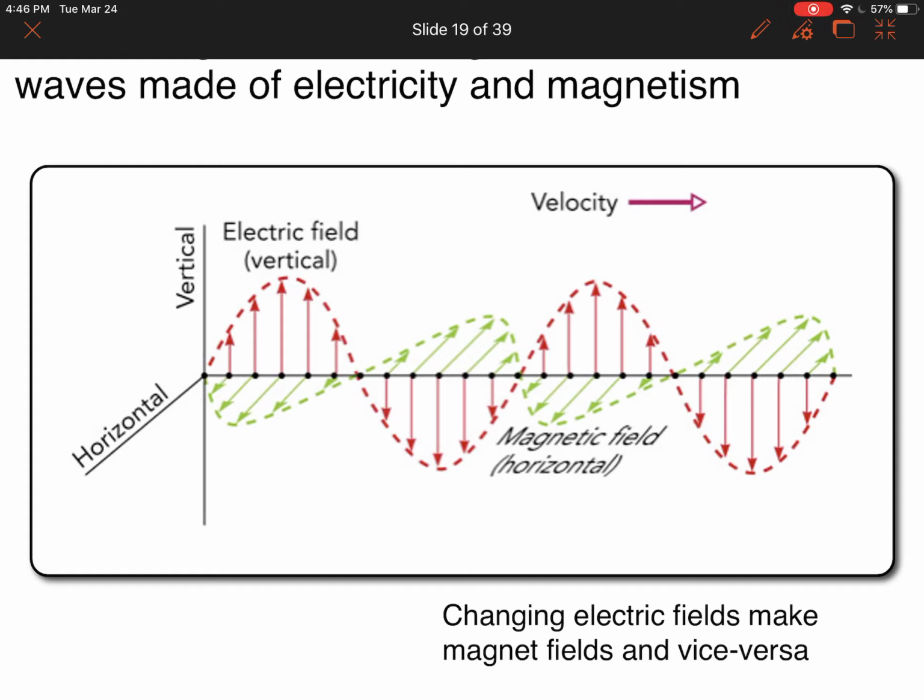So, we are talking about waves, different kinds of waves. Now, we are talking about electromagnetic waves. Light is a kind of electromagnetic wave. It is a transverse wave, as we learned before.